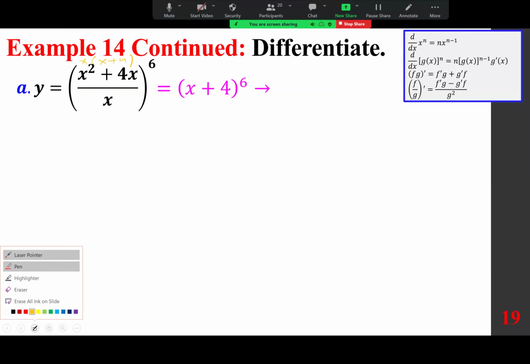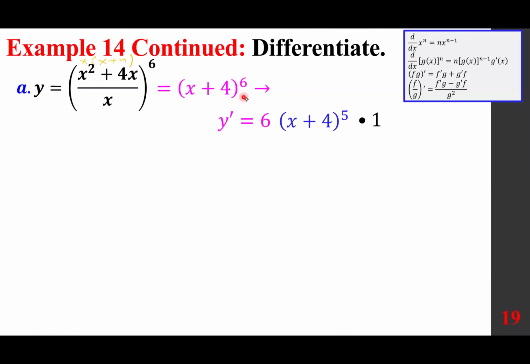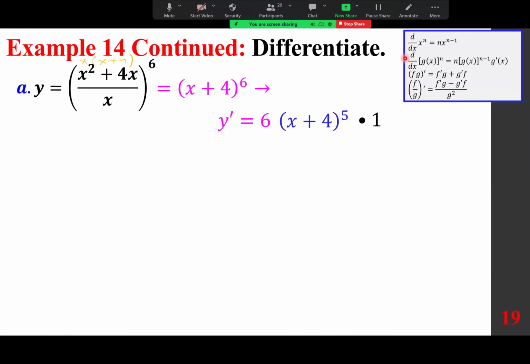And now 6. So y prime is 6 times x plus 4 to the power of 5 times the derivative of the inside, 1. We are using the extended power rule. We rewrite it. We are done.